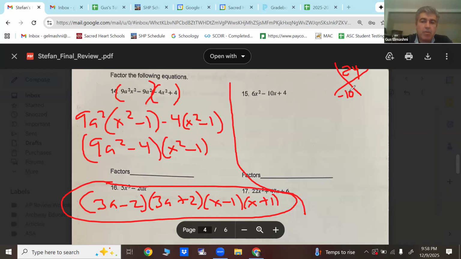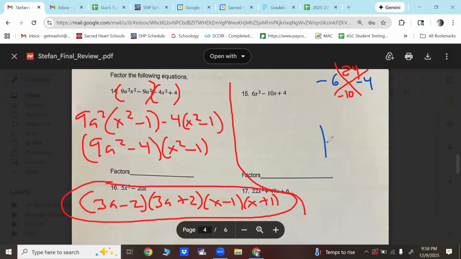So what multiplies to 24 and adds up to -10? Give me two numbers that multiply to 24 and add to -10. It's pretty easy. 6 and -4. So they're both negative. Oh yeah, -6 and -4. But because the leading term's not 1, what do you do?